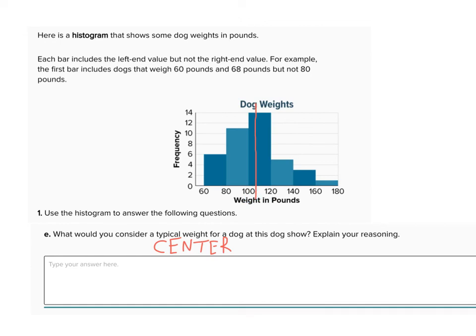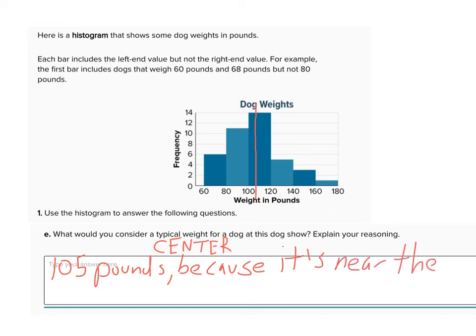But I'm going to write down my answer for 105 pounds because it's near the center of the histogram.